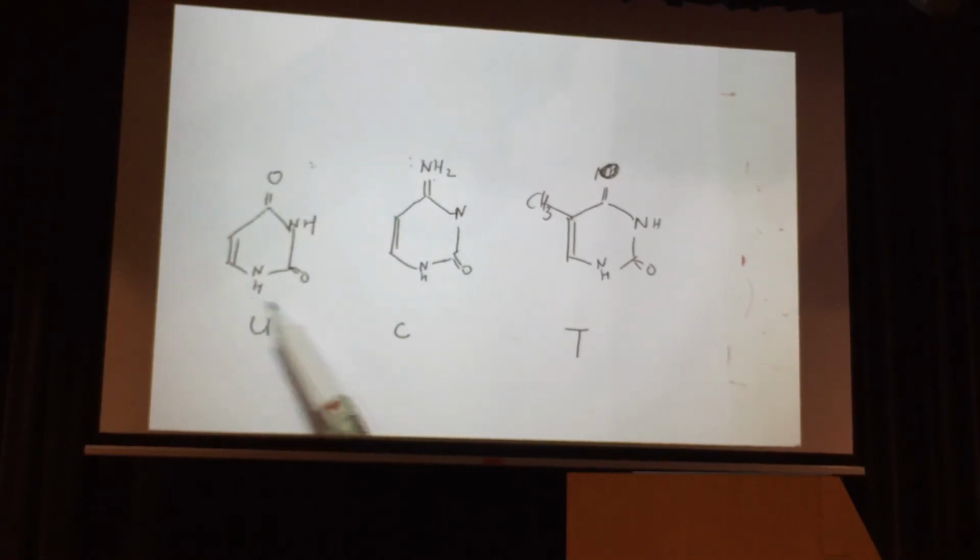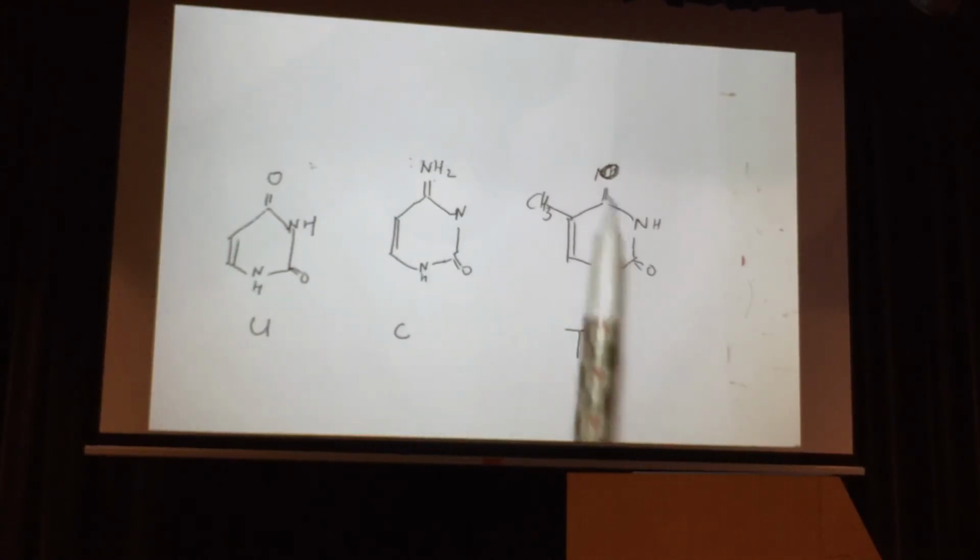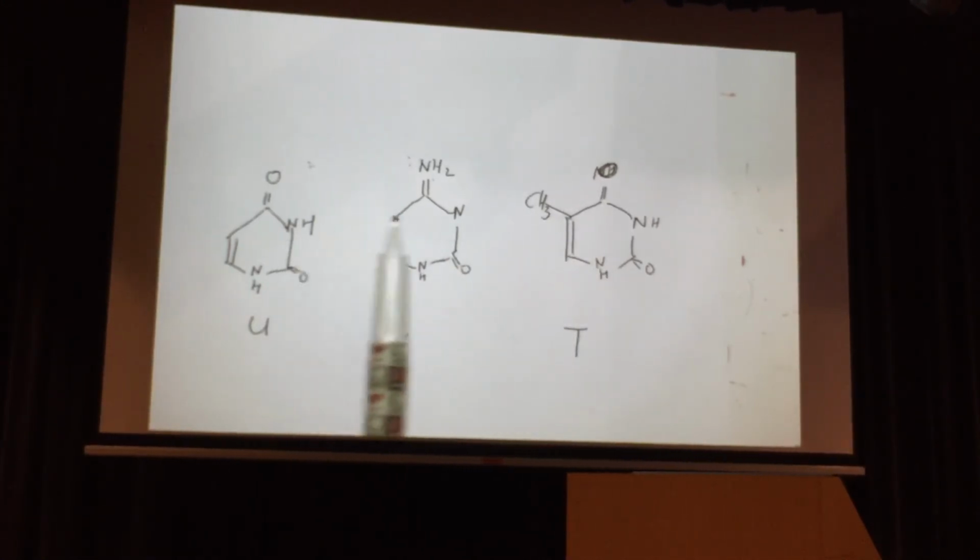And U is fine for RNA because RNA is not stable anyway. RNA is constantly produced and removed. So it's okay to have U. In fact, we want to have U, but we cannot have it in DNA. We need stability and we cannot have confusing messages.